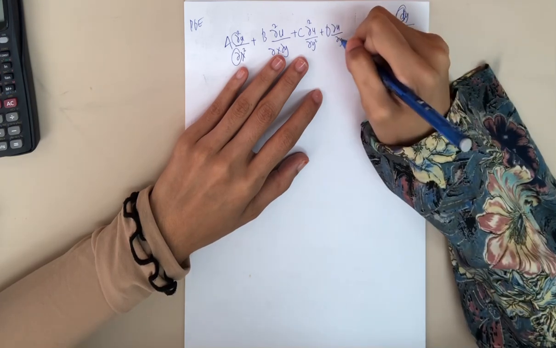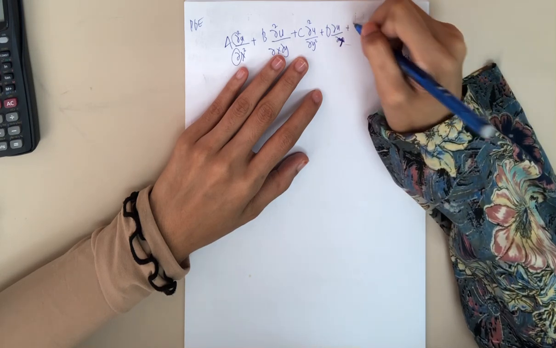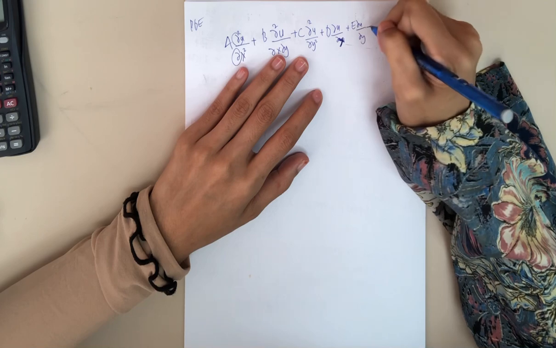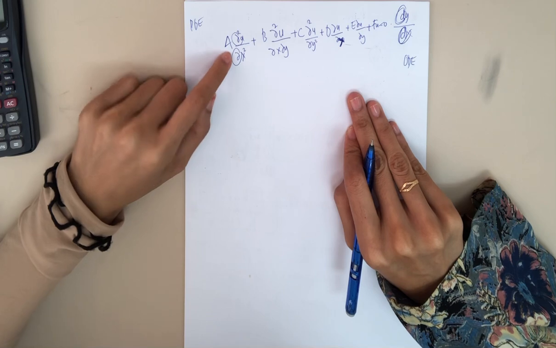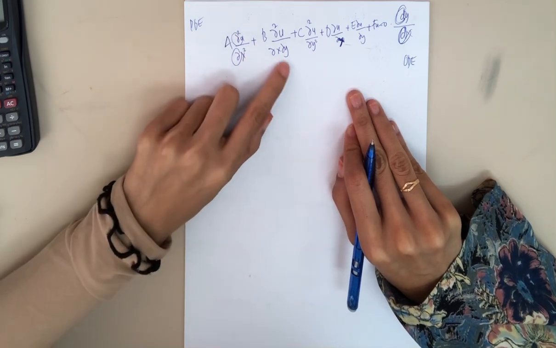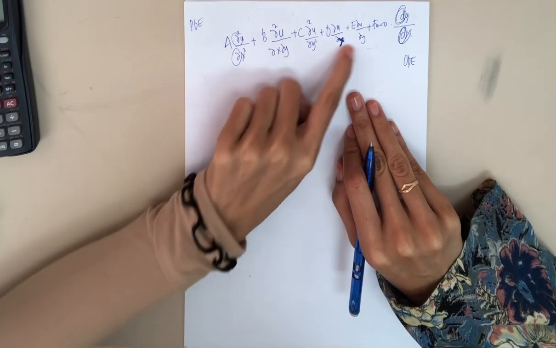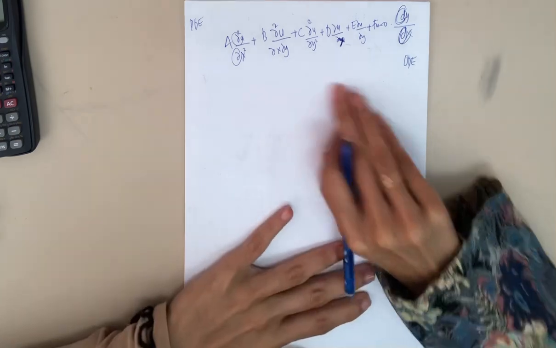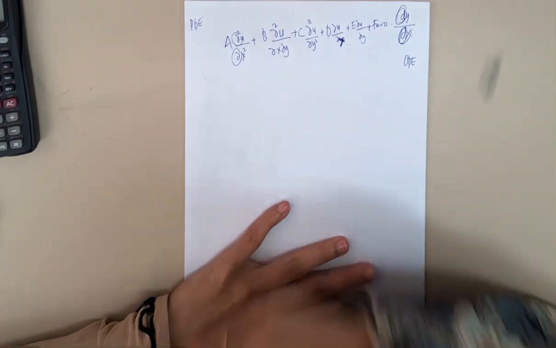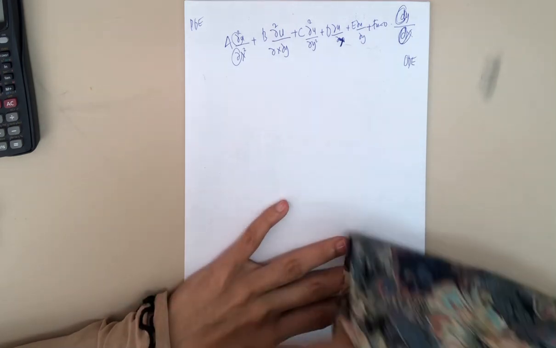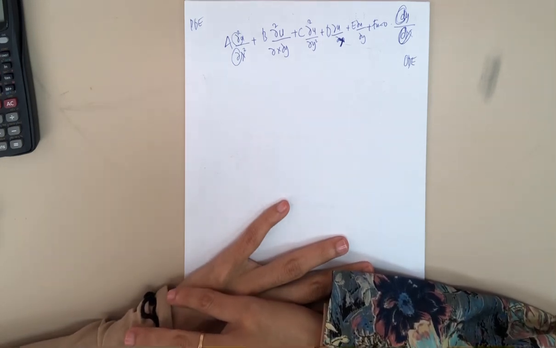Class, a ∂²u/∂x² plus b ∂²u/∂x∂y plus c ∂²u/∂y² plus d ∂u/∂x plus e ∂u/∂y plus fu equals 0. So all of a, b, c, d, e, f are actually scalars. I mean it's just a number, any number, can be positive or negative. So it's just scalars.